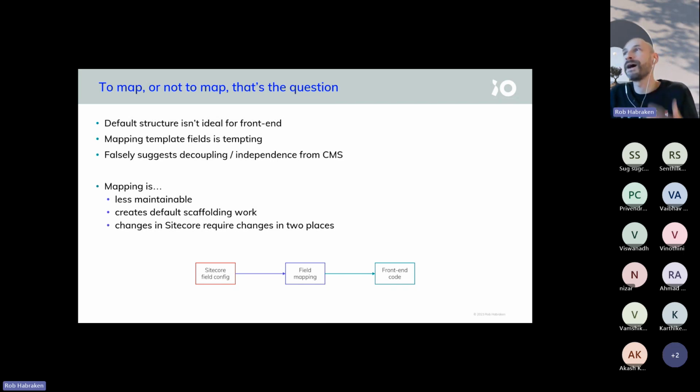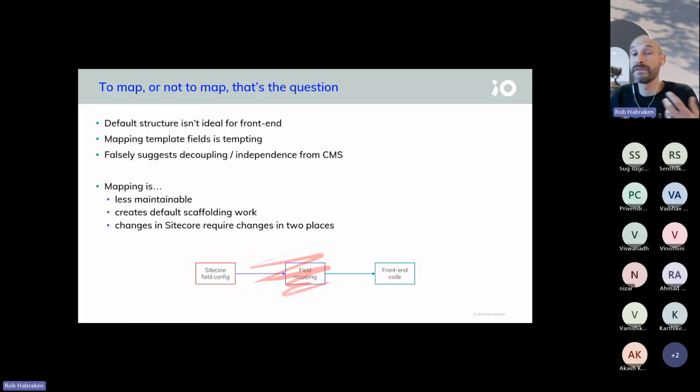So the default structure might not always be ideal. So I've seen, and it's tempting, people creating actually a mapping to change the data model in the front end and create some sort of level of abstraction from Sitecore to develop front-end code, Next.js, React, or whatever other framework that works with a clean data model. But I would strongly advise against that, because it might seem you're introducing some abstraction, but it's actually less maintainable. If you're changing Sitecore fields, you have to change the mapping.